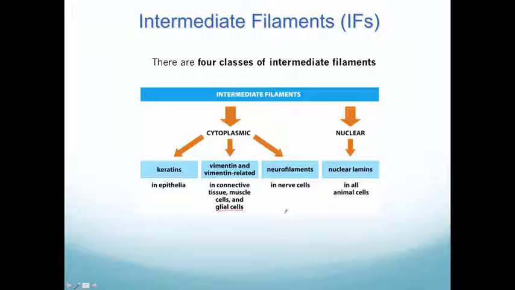In all cells, you'll have the nuclear laminins, and then in nerve cells, you'll have the neurofilaments, and in epithelial cells, you'll have keratins. So in reality, all cells will have at least 2 types of intermediate filaments, because they all have nuclear laminins to support the nucleus.